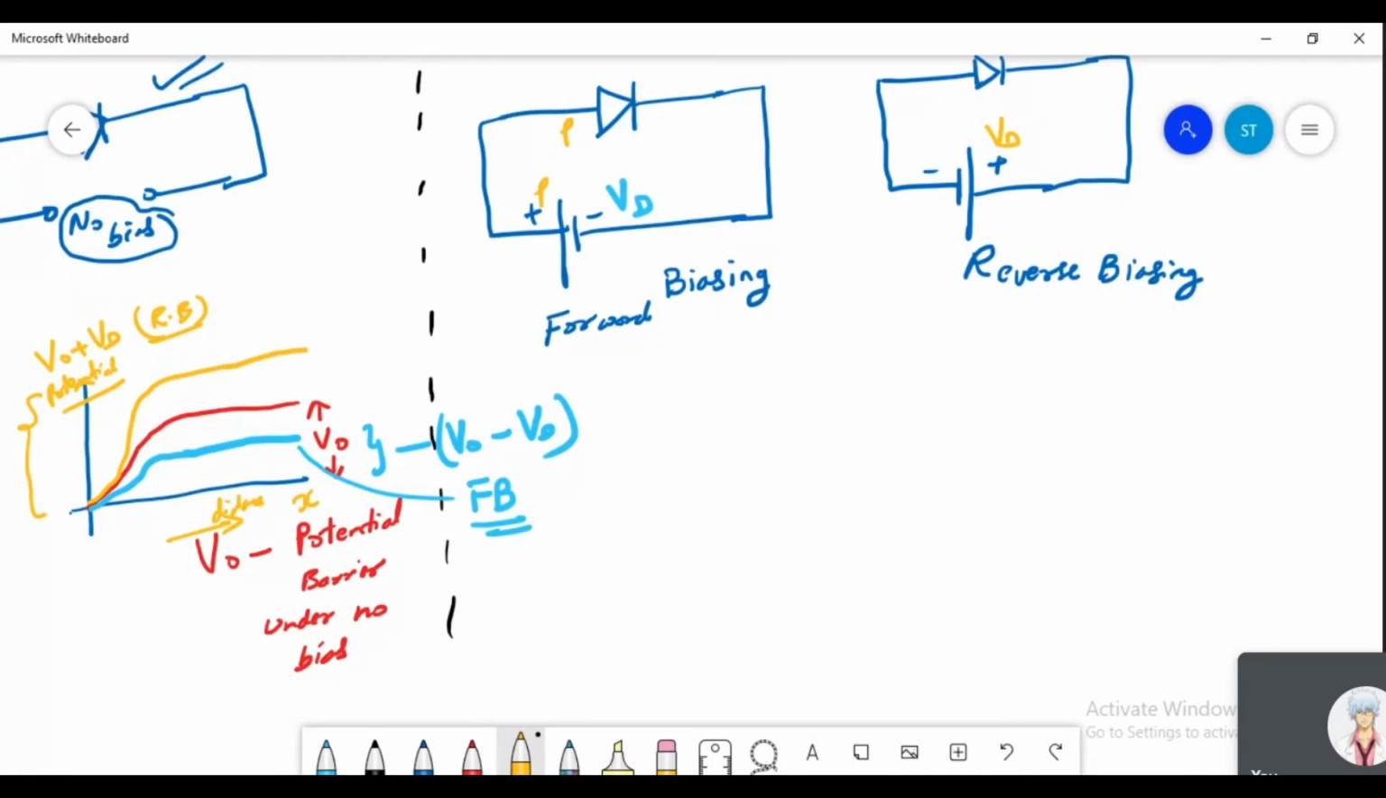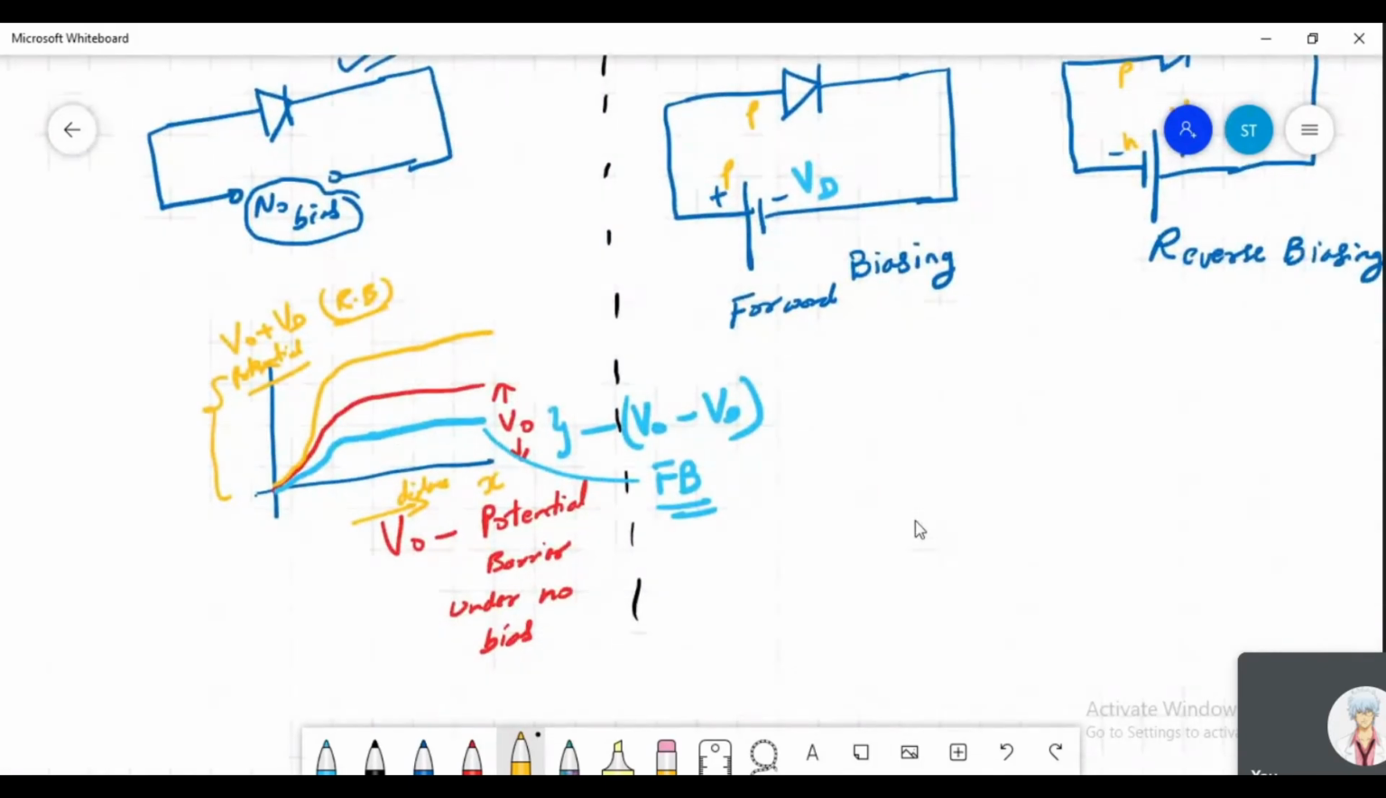And whatever potential you are applying under reverse biasing or forward biasing is directly added or subtracted from your contact potential. The initial potential, that is the potential barrier, is also named the contact potential. As you see, when I'm doing a forward biasing by VD, the new barrier is V0 minus VD under forward bias.